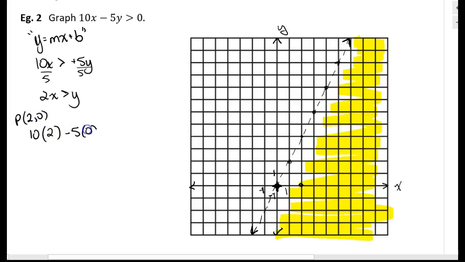That's 5 times 0 is greater than 0. 20 minus 0 is greater than 0. That is true, so that point is valid, and I know I've shaded the right side. But this is just verifying.